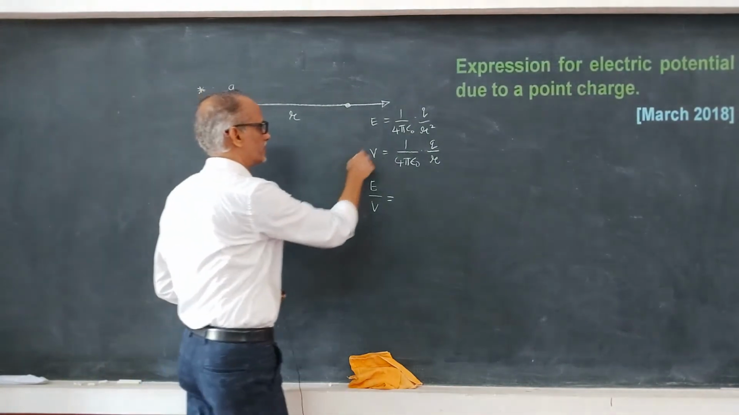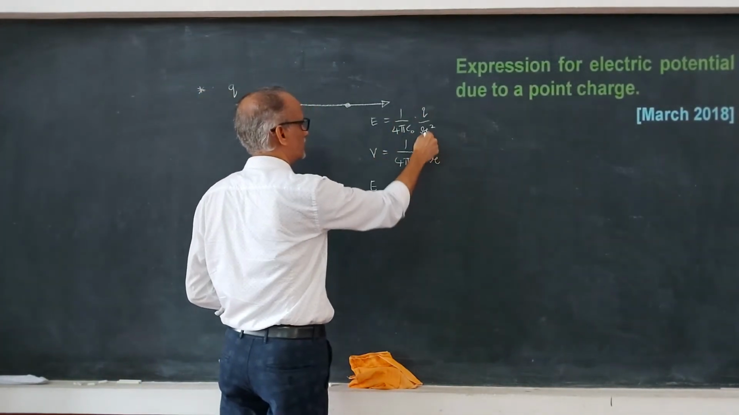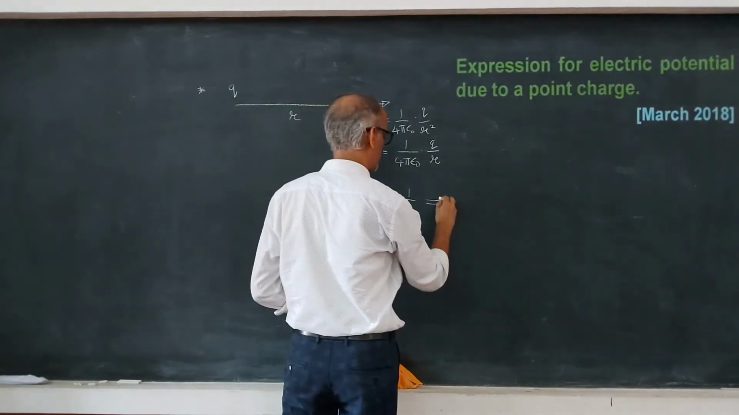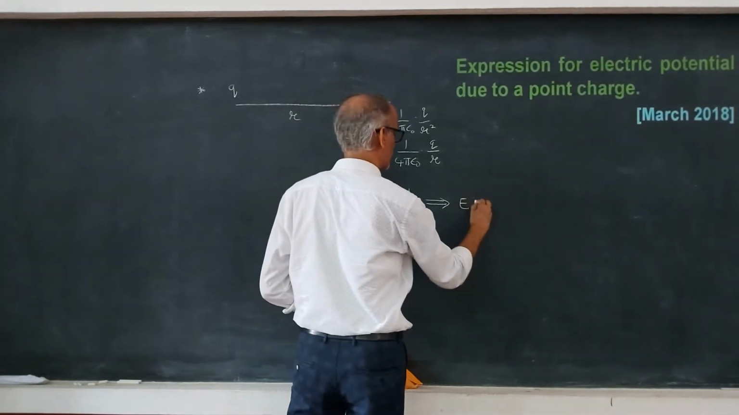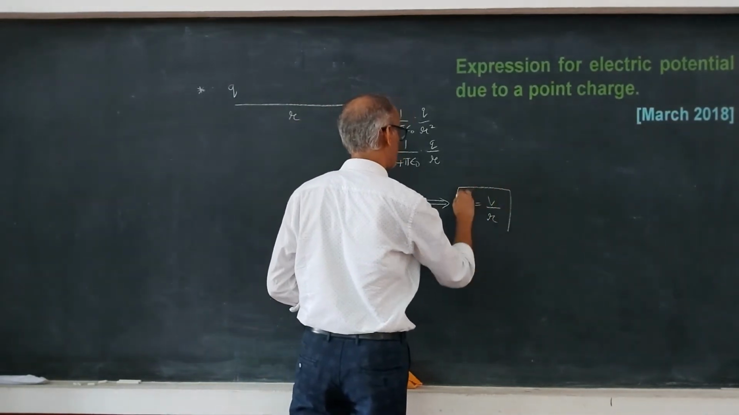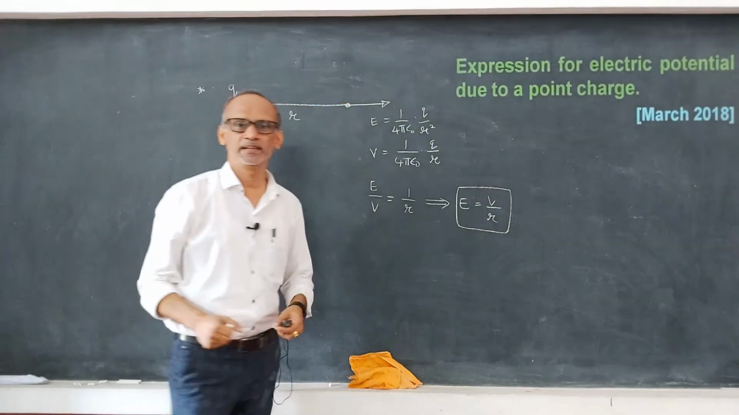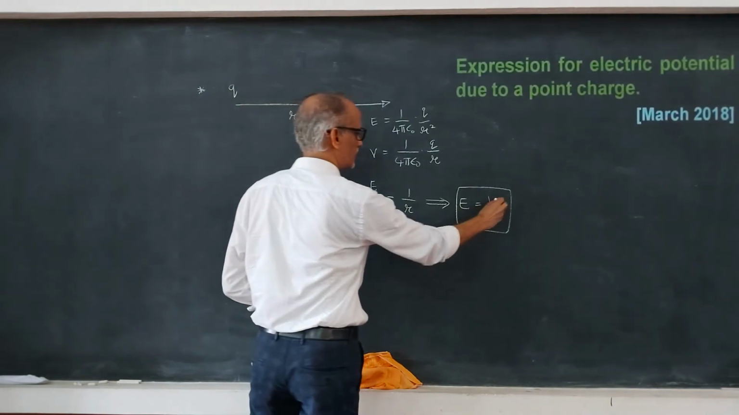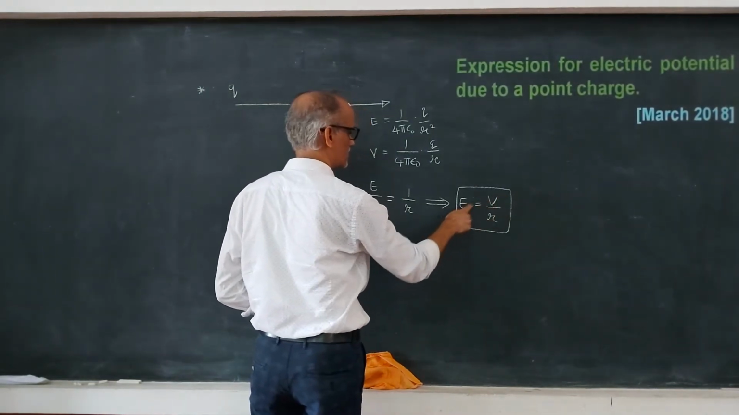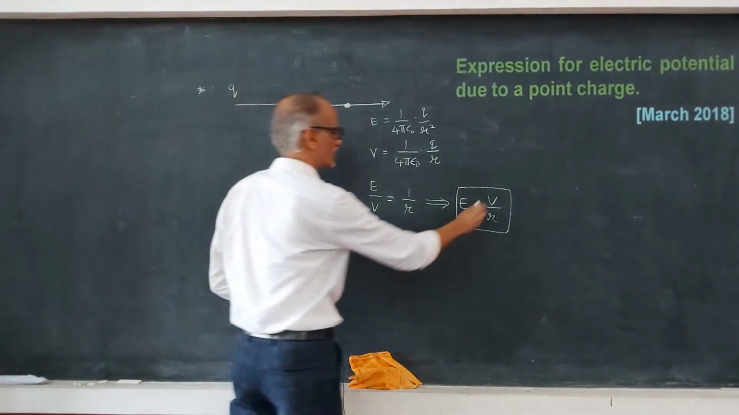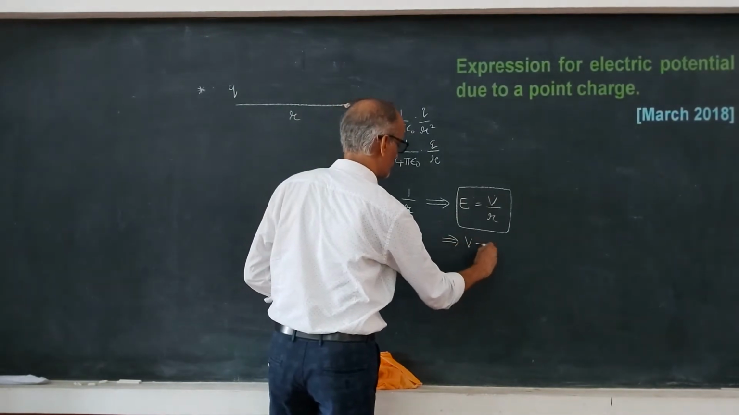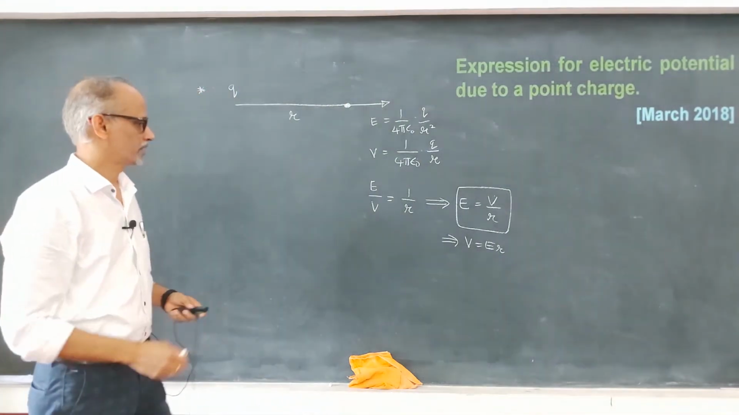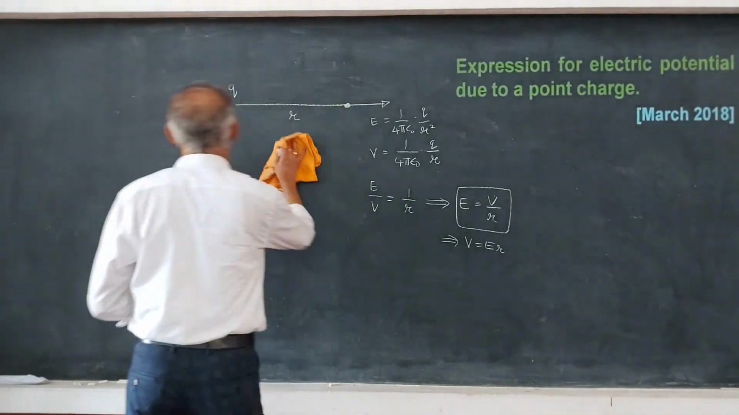If I divide E by V, this will get cancelled, q will get cancelled, one of the r will remain in the denominator, it will be equal to 1 by r. Therefore, from this we come to a conclusion that E is equal to V by r. So, that is the relation between electric field and the electric potential at a point due to a point charge. E is equal to V by r, or V is equal to E into r. So, that is an important relation.